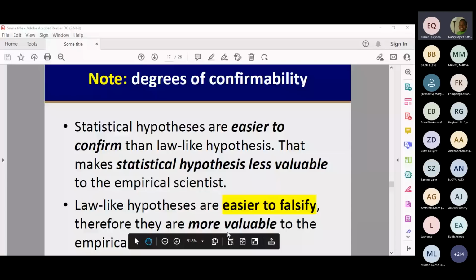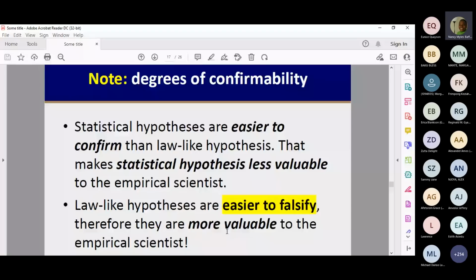Degrees of confirmability. Statistical hypotheses are easier to confirm than law-like hypotheses. Why? It's easier and it's pertinent. I point that out because you're comparing two. If we were comparing three, then perhaps it will have a different relationship. I'll show you in a minute.